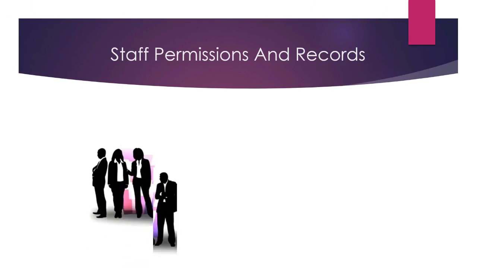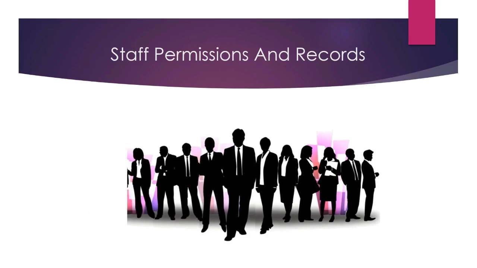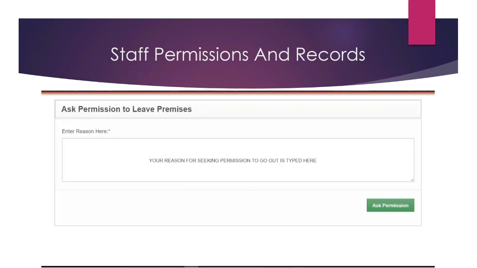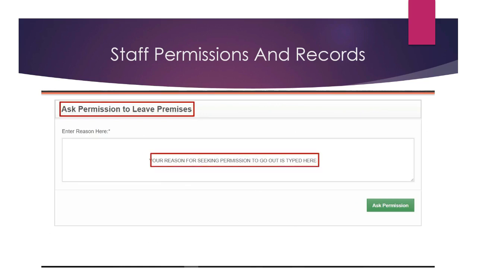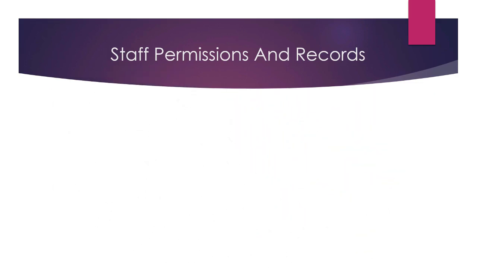All registered members of staff on the system have a responsibility to seek permission through SAMS anytime they intend to go out of the work premises within the regulation time for work. And when a request to go out is initiated on the system, an alert is immediately sent to the SAMS administrators for approval or otherwise.